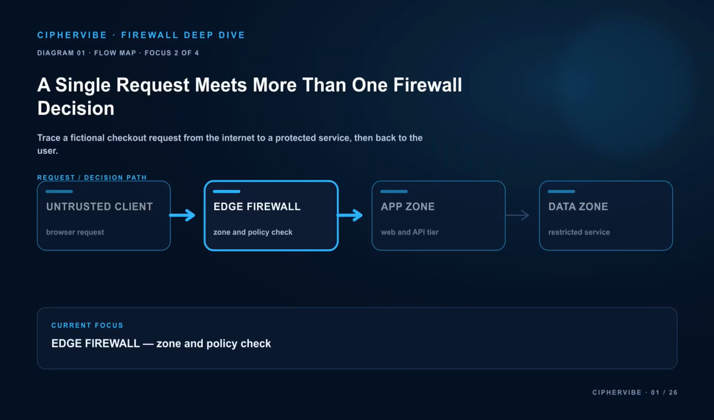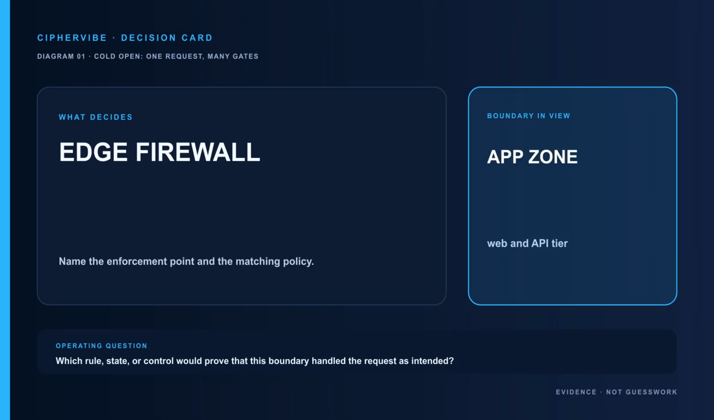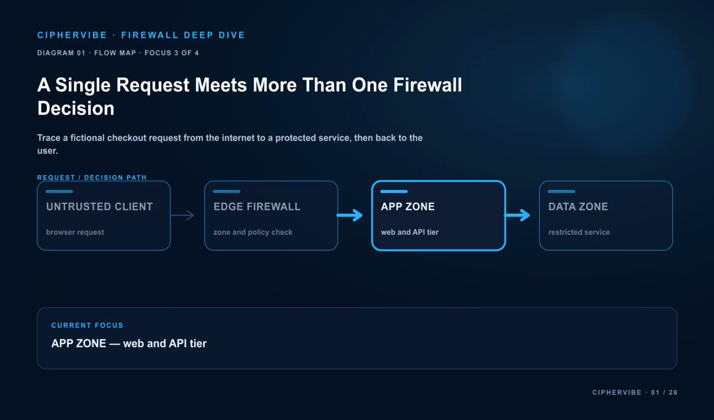The browser resolves a name, establishes a protected connection, sends an application request, and expects a receipt. Along the route, an edge firewall, an application gateway, host controls, identity checks, and database access rules may each make a different decision. A green icon on one device does not prove the whole customer journey worked. This video follows that path because it keeps the subject practical.